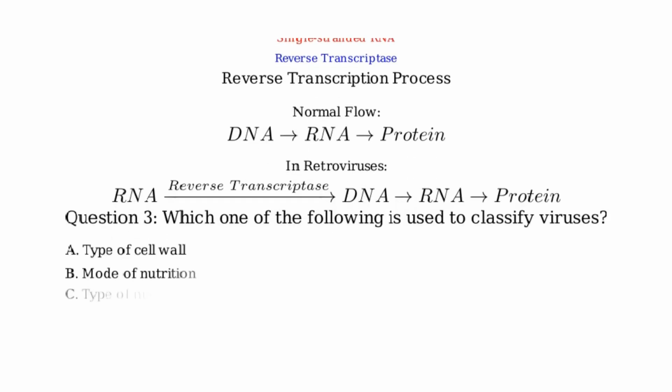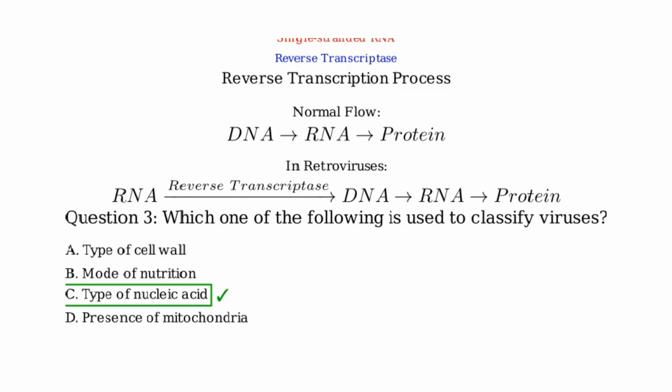Question 3. Which one of the following is used to classify viruses? A. Type of cell wall. B. Mode of nutrition. C. Type of nucleic acid. D. Presence of mitochondria. The correct answer is C. Viruses are classified based on the type of nucleic acid they contain, either DNA or RNA, single or double-stranded.